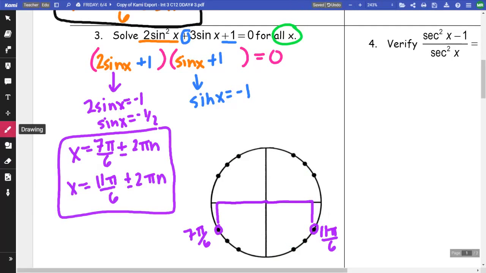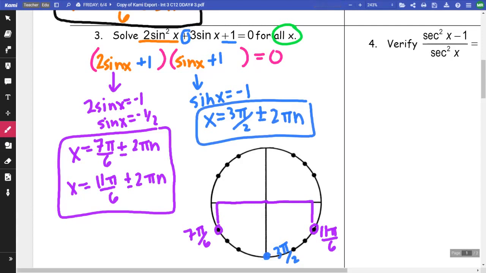The second parenthesis is sine x equals -1. And again, sine is your y. I want to know where my y is -1, which is down here at 3 pi/2. So this is going to be 3 pi/2 plus or minus 2 pi n. So those are your answers.